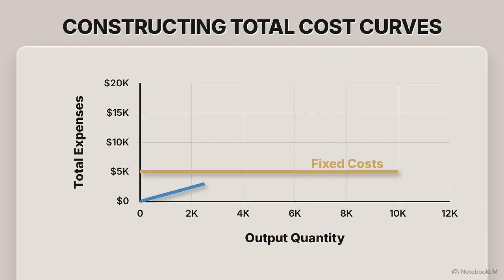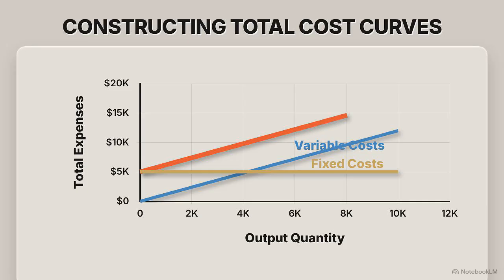Then we have variable costs. These are the expenses tied directly to the volume of things we actually make, like raw metal or energy. When our output is 0, our variable costs are also exactly 0. To calculate our actual financial burden, we combine the two. Total cost is simply the sum of our fixed costs and our variable costs.